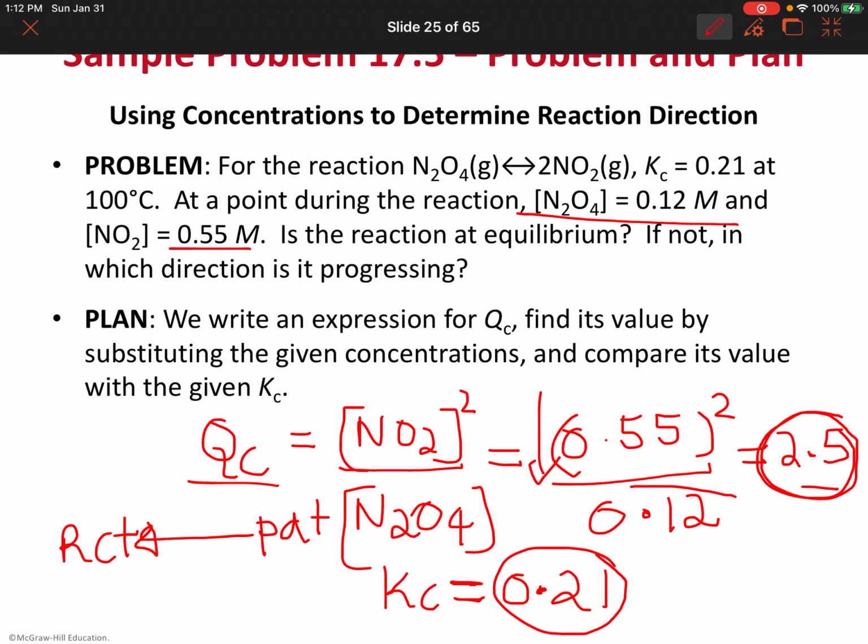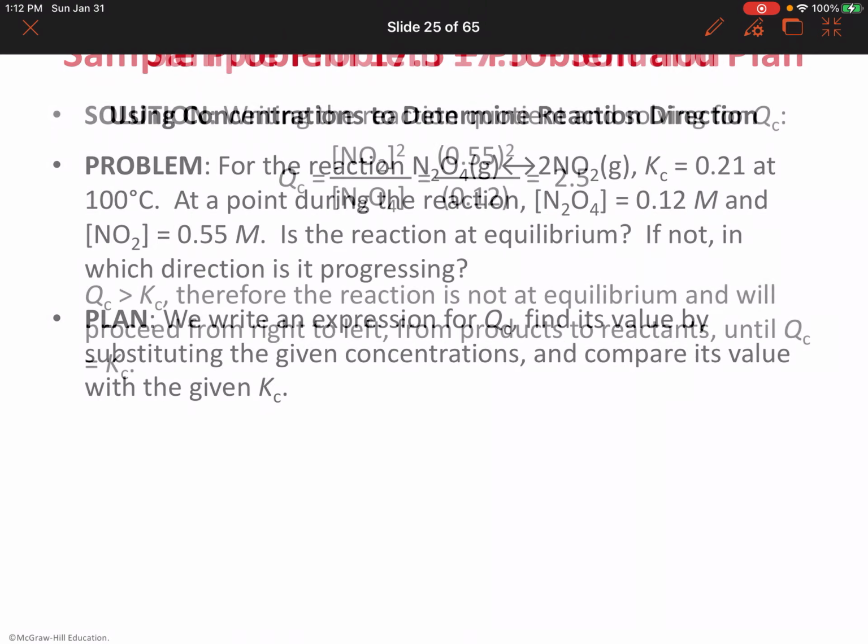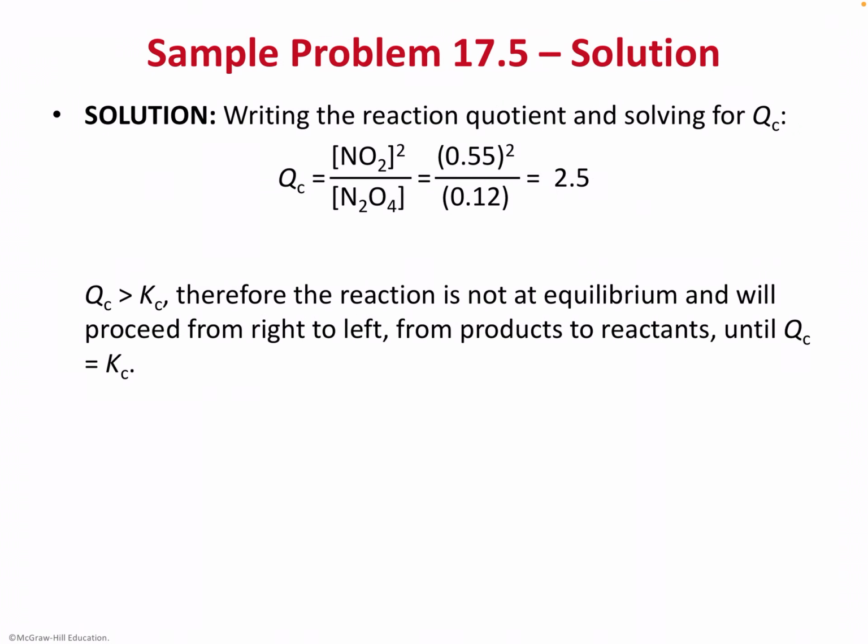By dividing a bigger number in the denominator. How do you make it bigger? By making more of the reactants. So the reverse reaction will take place until it reaches the equilibrium. Okay, so this is what we did. QC greater than KC, therefore the reaction is not at equilibrium and will proceed from right to left, from products to reactants until QC equals KC. Okay.